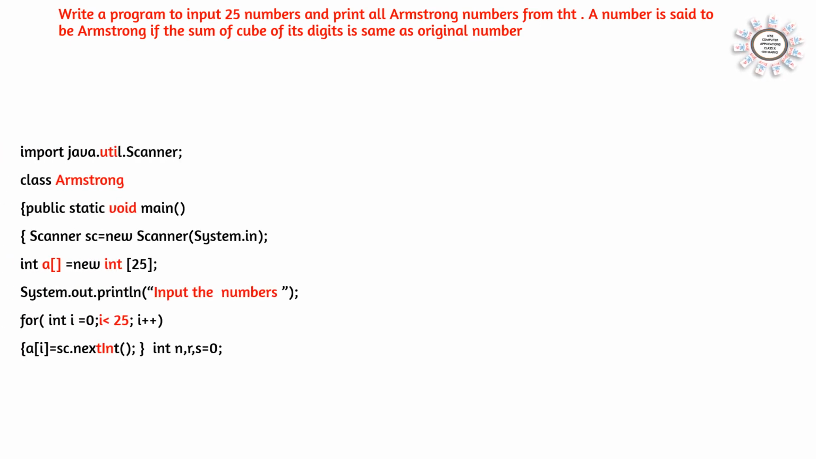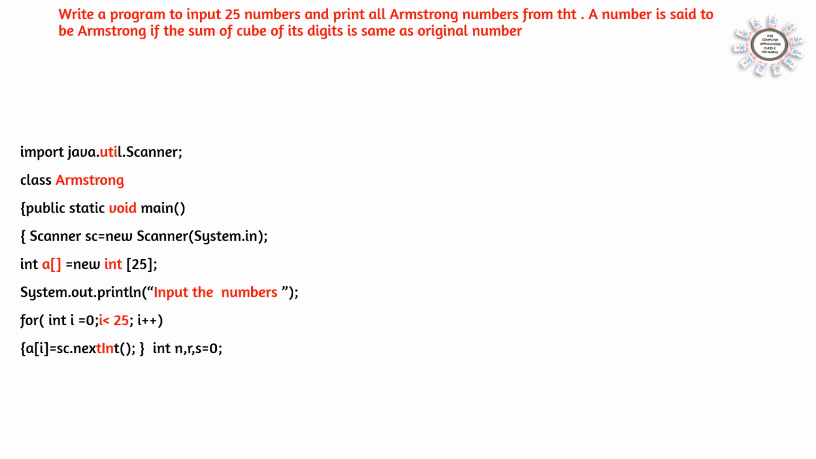First, accept the numbers. Here, write the class name, class Armstrong. Public static void main, scan, press C, complete the 4 lines, and declare the array which can store 25 integer numbers. So here we are storing int a is equal to new int[25], and now accept the numbers. Int I is equal to 0, I less than 25, I plus plus, and a of I is equal to sc dot next int.